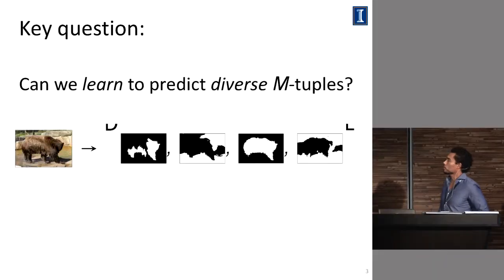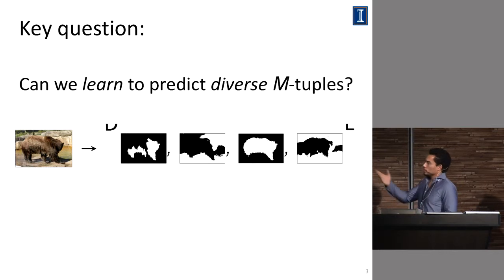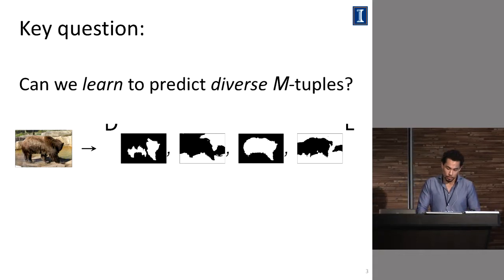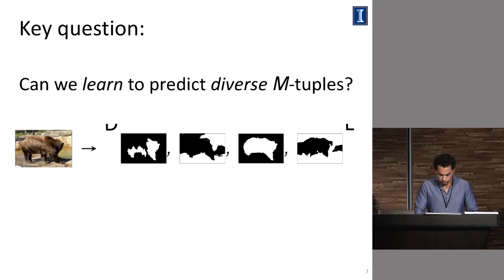And so to introduce the problem, the idea here is we want to learn a mapping, where you have an input, like an image here, and the output is this fixed size tuple, where each element in the tuple is a structured label, and where the elements in the tuple are what we call diverse with respect to each other.